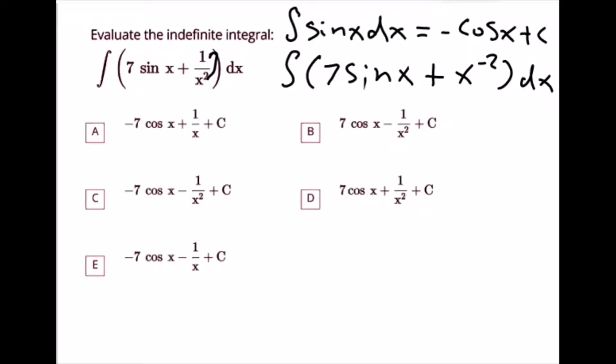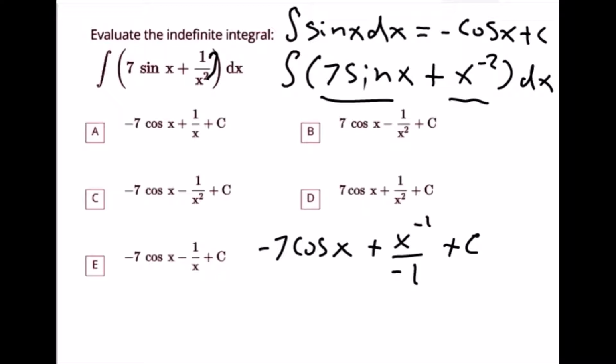So we will apply the rule for the first variable, and for the second variable we will use the power rule of integration. So we'll get negative 7 cosine x plus x to the power of negative 1 divided by negative 1 plus c, because it's an indefinite integral. We can simplify that as negative 7 cosine x minus x to the power of negative 1 plus c.